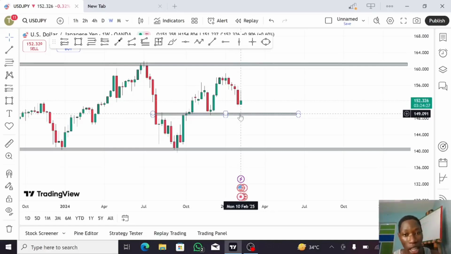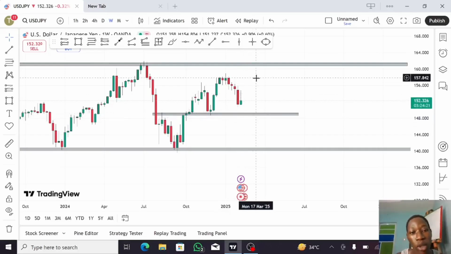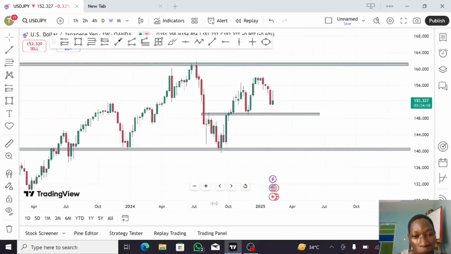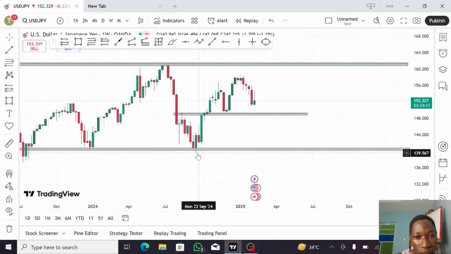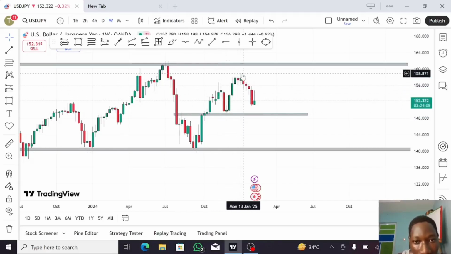As long as this market stays below this level, this market is still going up, right? How do I know that? Let's say the market has created a low at this point. It created a high at this point, created a lower high at this point, right? Created a higher high at this point.